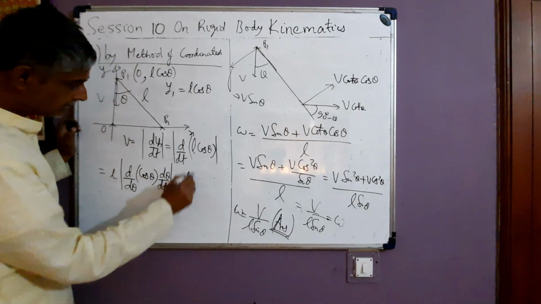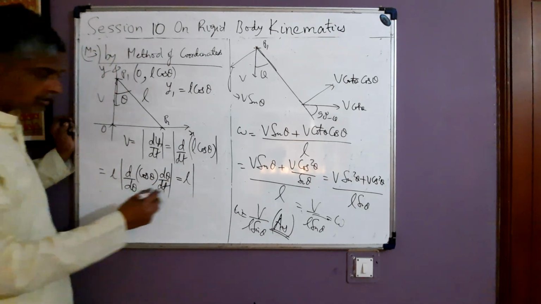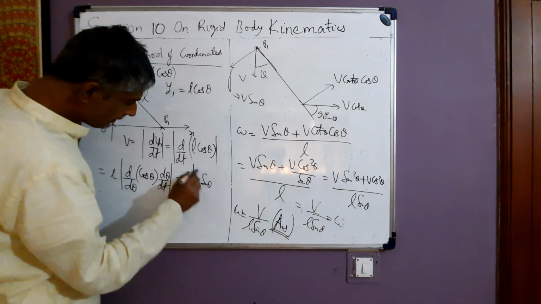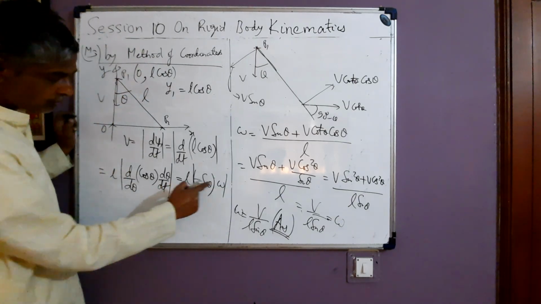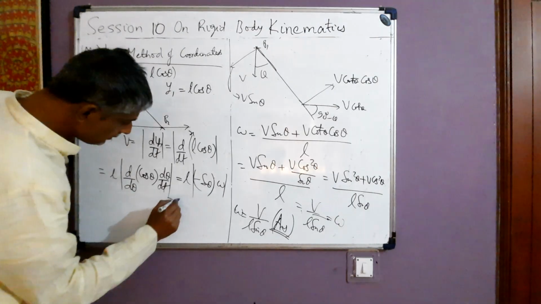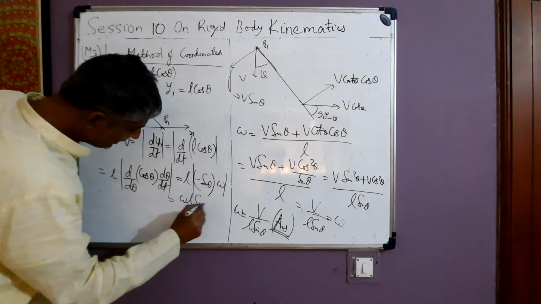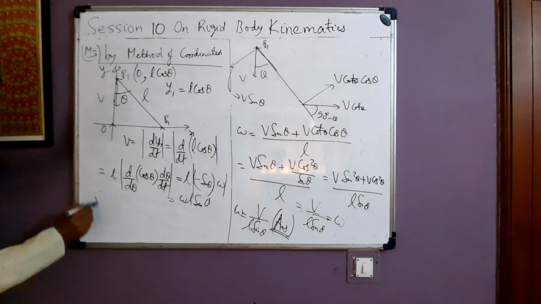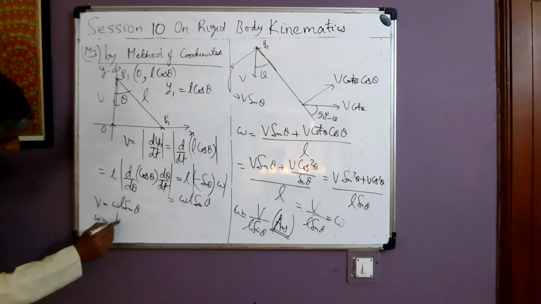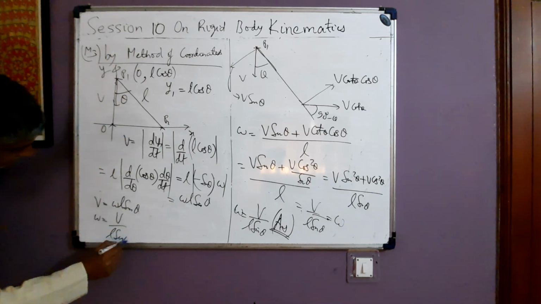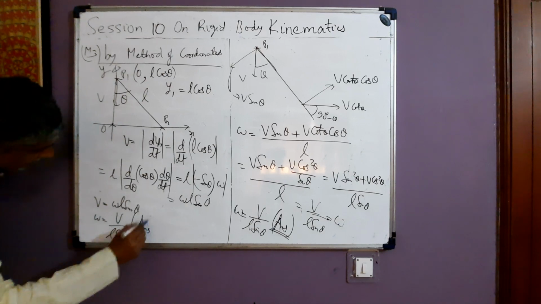This becomes L times mod of d by d theta of cos theta, which becomes minus sin theta. And d theta by dt is nothing but omega. So modulus of minus omega sin theta is simply omega sin theta. So this becomes omega L sin theta. So V is equal to omega L sin theta. So omega becomes V by L sin theta. It is therefore the required answer.